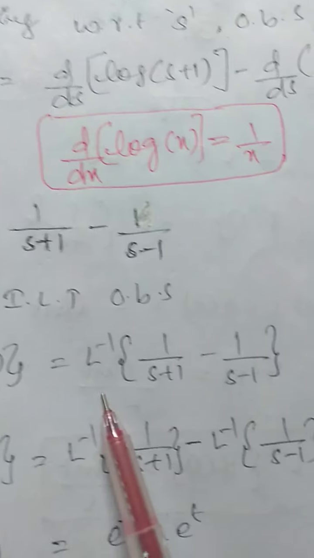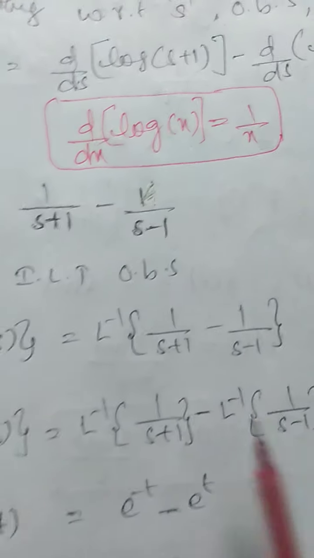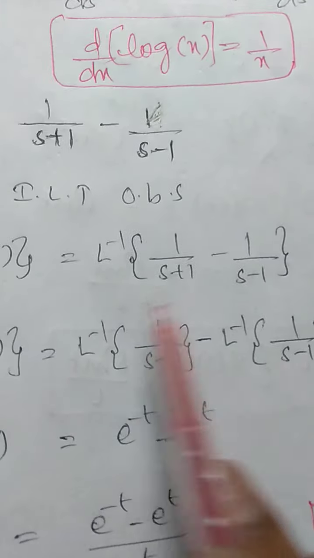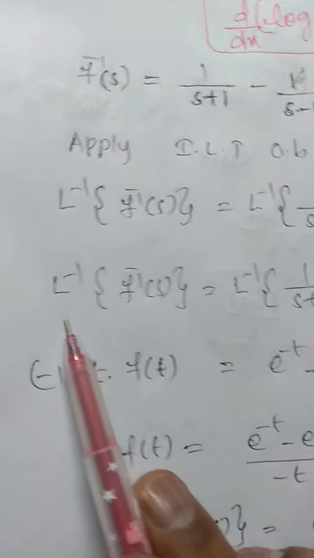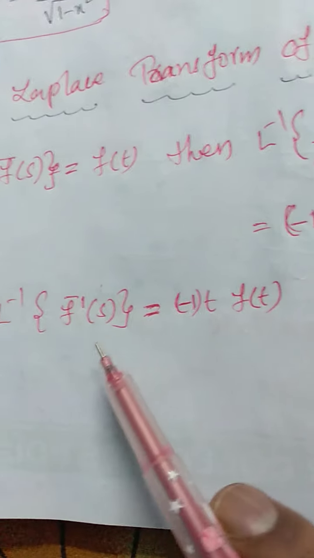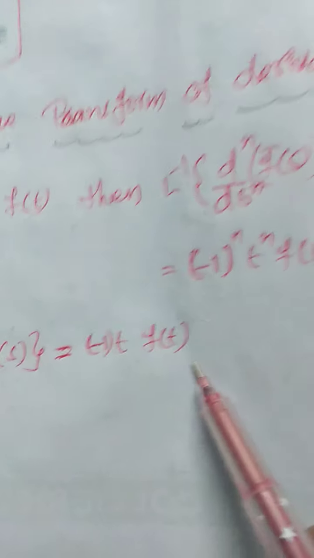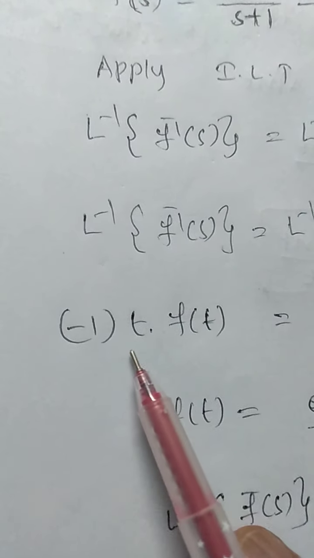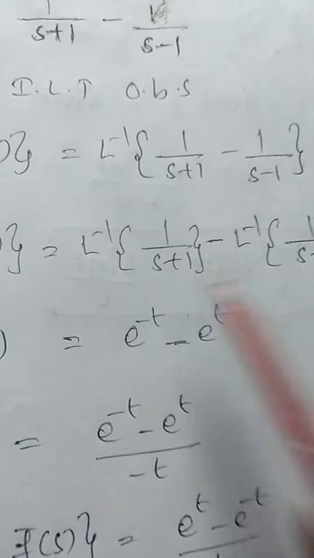Apply inverse Laplace transform on both sides. We get L inverse of the first derivative of f bar of s is equal to L inverse of 1 divided by (s plus 1) minus L inverse of 1 divided by (s minus 1). The inverse Laplace transform of a sum is the sum of the inverse Laplace transforms. According to the formula, L inverse of the first derivative of f bar of s is equal to -1 into t into f of t. So we can write -1 into t into f of t is equal to e^(-t) according to the formula.